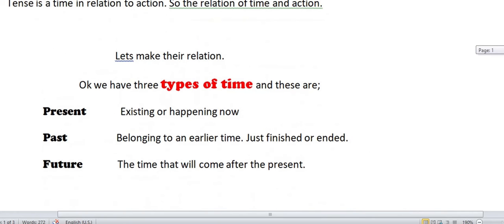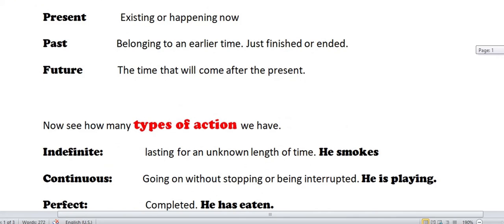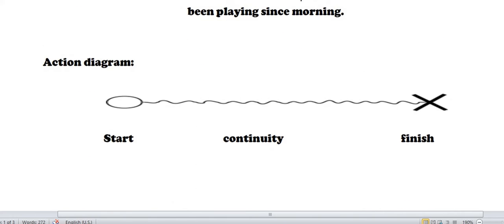Here we have discussed three kinds of time: the present, past, and the future. This is another kind of time you have to remember. That's so important in learning the tense. But besides present, past, and future, there is another time, and that is the action starting time, action continuity time, and the action finishing time. So this is so important.